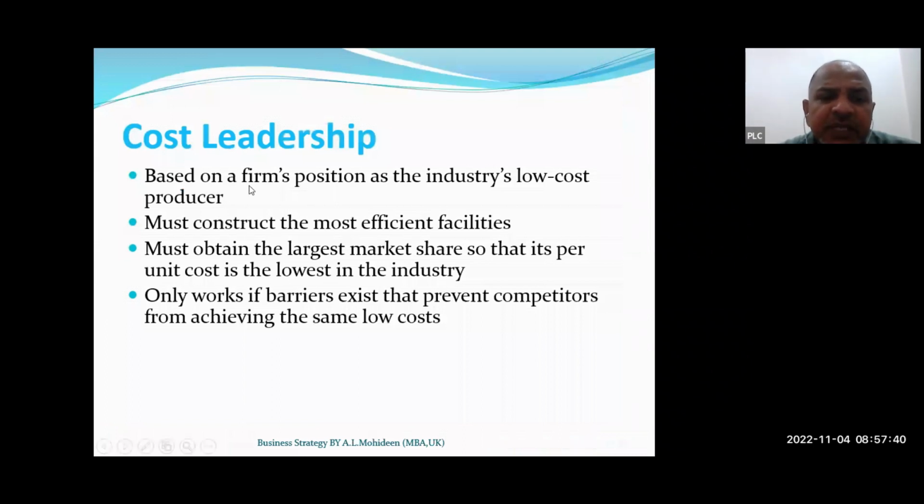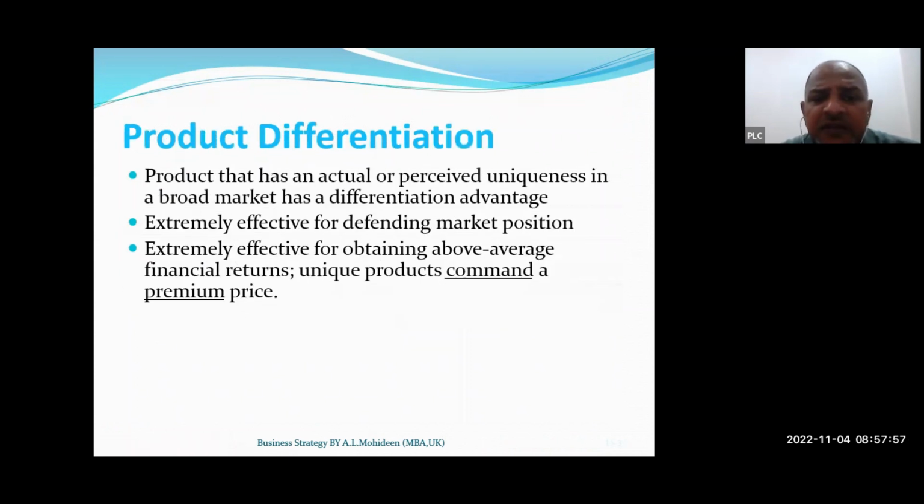So cost leadership is based on the firm's position, and must construct the most efficient facilities, must obtain a larger market share, and only works if barriers exist that prevent the competitors. So you want people to enjoy everything at the lower cost. Product differentiation: the product has an actual and perceived uniqueness in a broad market, has a differentiation advantage, extremely effective for defending market position, extremely effective for obtaining above average financial returns. Unique products command a unique price. So you want to bring something unique, a unique product and a unique price.